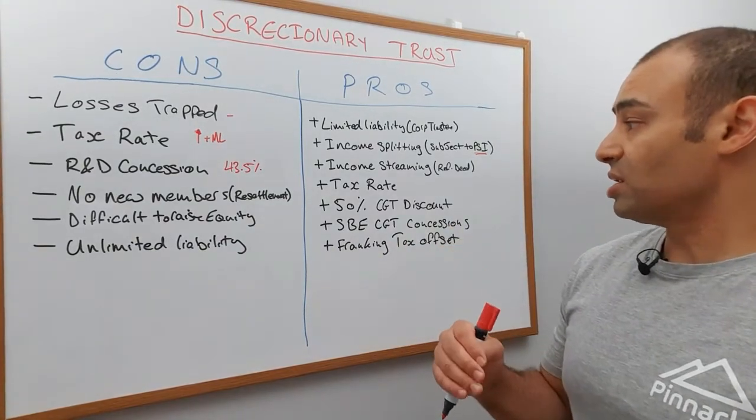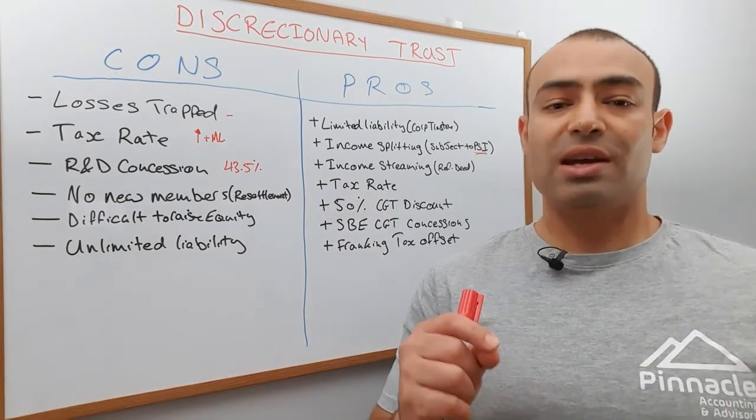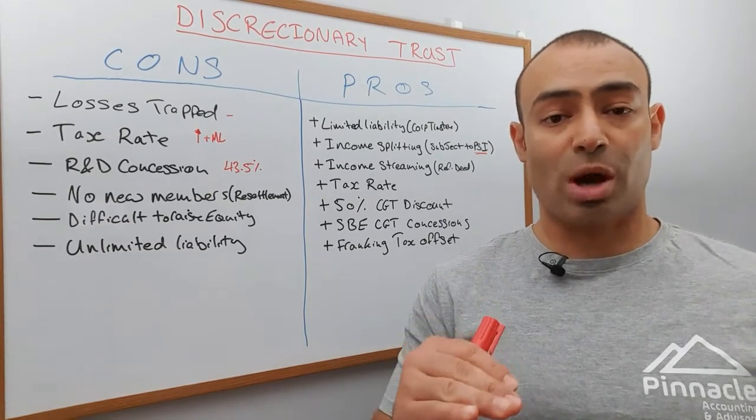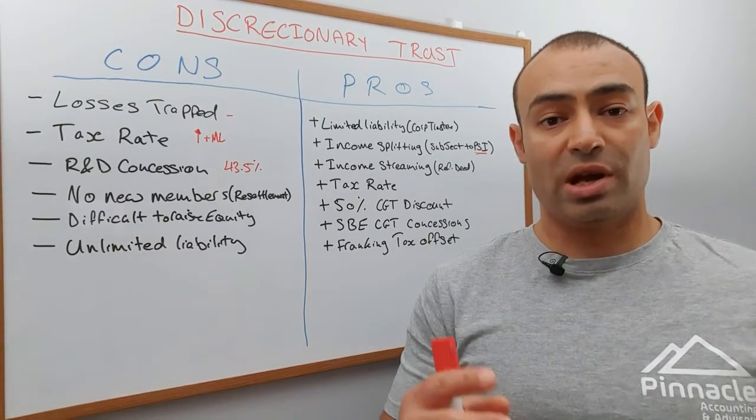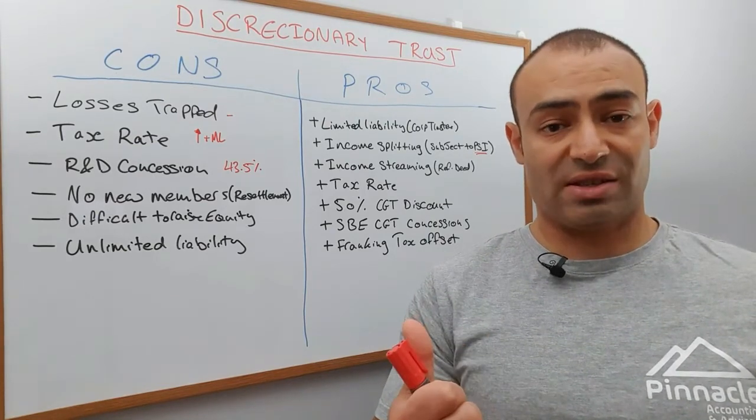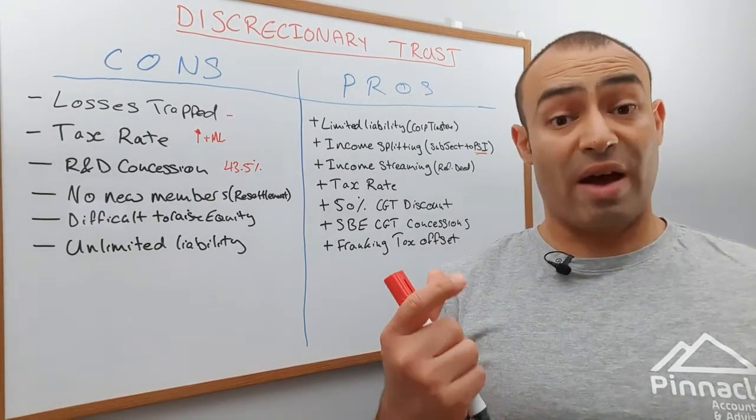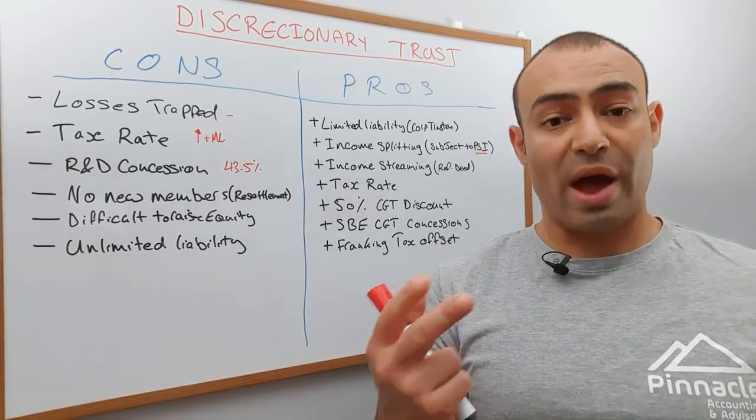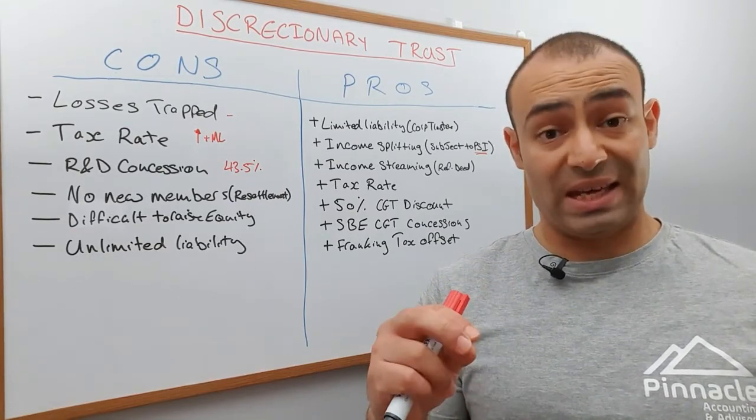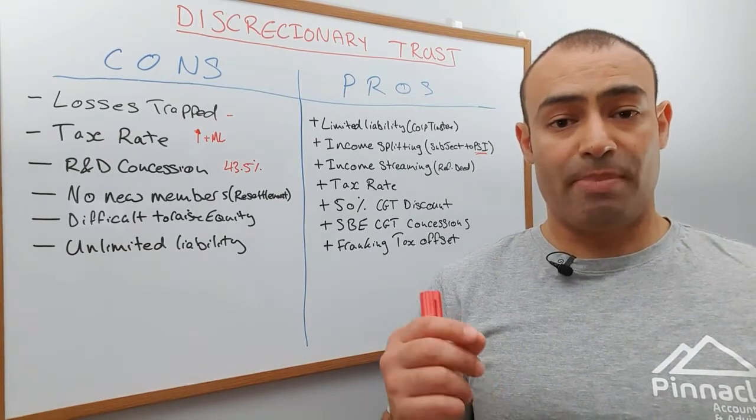Now, the next one is income streaming. What is income streaming? Income streaming means you're able to categorize various types of income that are coming into the trust. For example, you have dividends, franked dividends, or maybe just dividends. You have capital, and then you have revenue. So you're able to split those types of income and provide it to the relevant beneficiary.